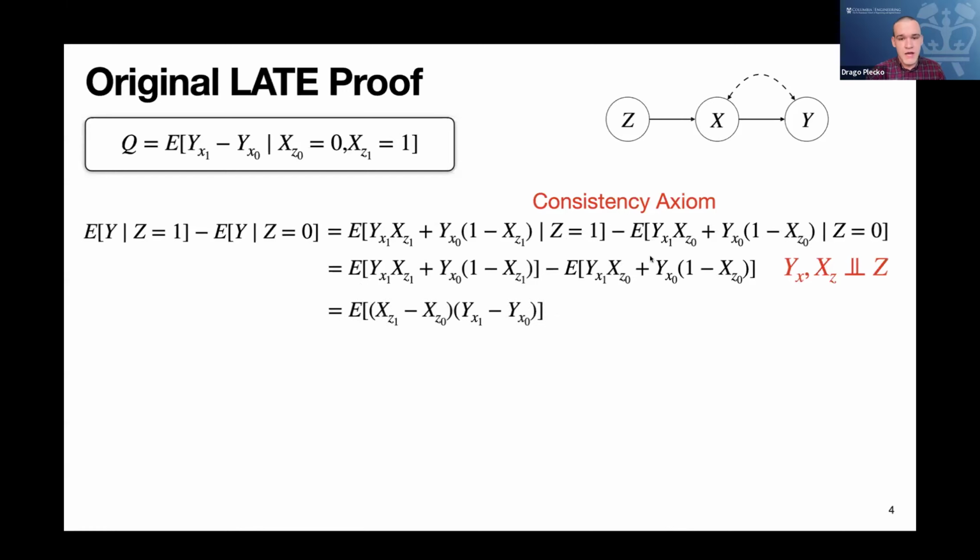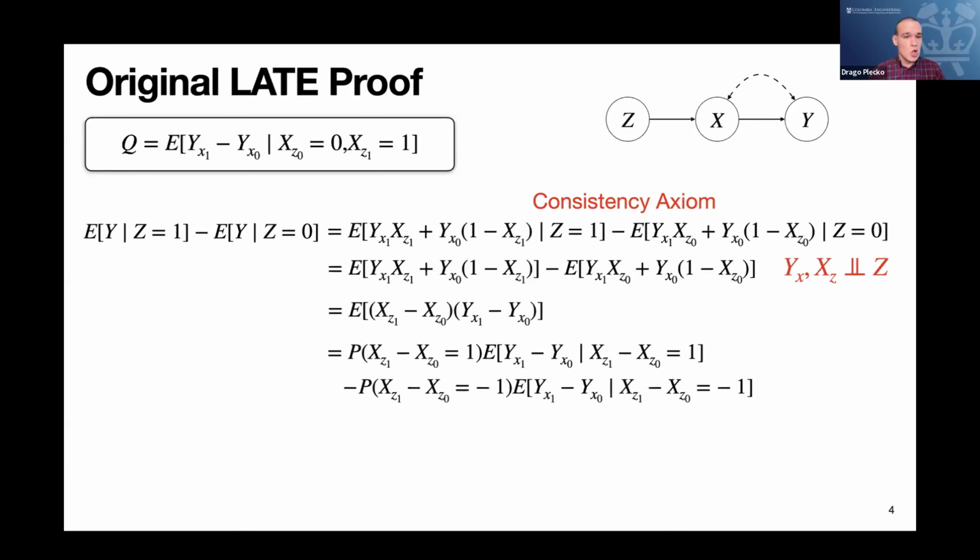After this, we just need to rewrite this expression, right? So this is just reorganizing and rewriting this expression in a specific way. And then finally, we can use the law of total probability. So what we have here is a multiplication of differences in potential outcomes of X with differences in potential outcomes of Y. And we can distinguish two cases: when X sub z1 minus X sub z0 equals 1, and when it equals minus 1, because these are the only two cases where this random variable inside the brackets is non-zero. And then we can just use the law of total probability to do this.